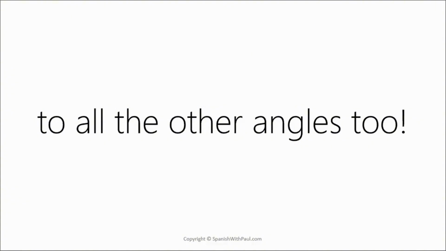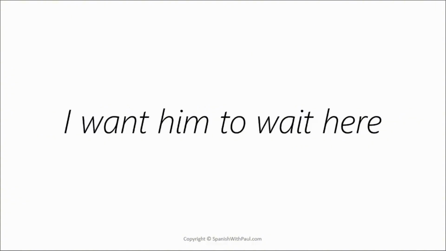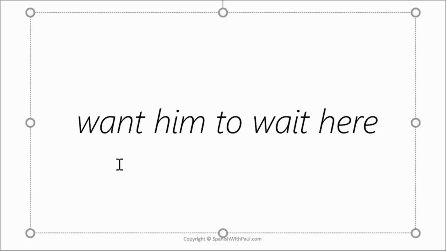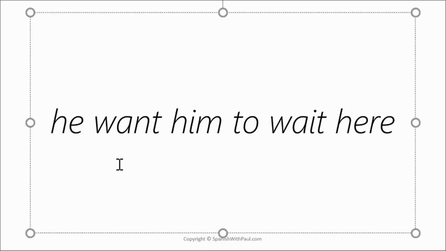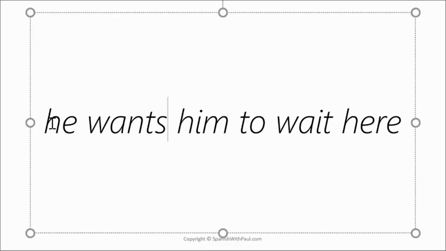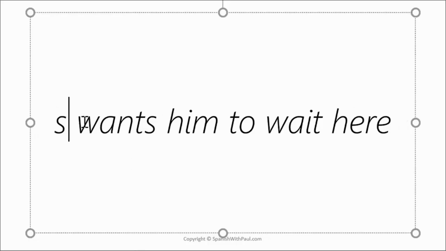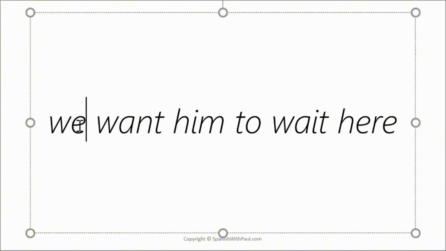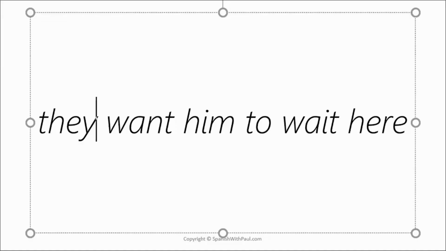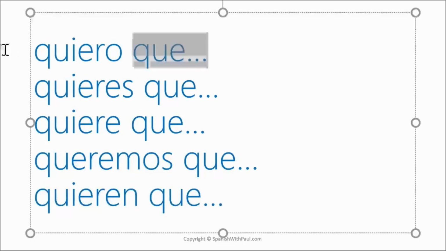For example, we have our sentence here of I want him to wait here. But this could equally be you want him to wait here. Or he wants him to wait here. She wants him to wait here. Change this to we want him to wait here, or they want him to wait here. What this means is that the subjunctive is not just about quiero que, but also it will be triggered by every other angle as well. Quieres que, quiere que, queremos que, and quieren que.